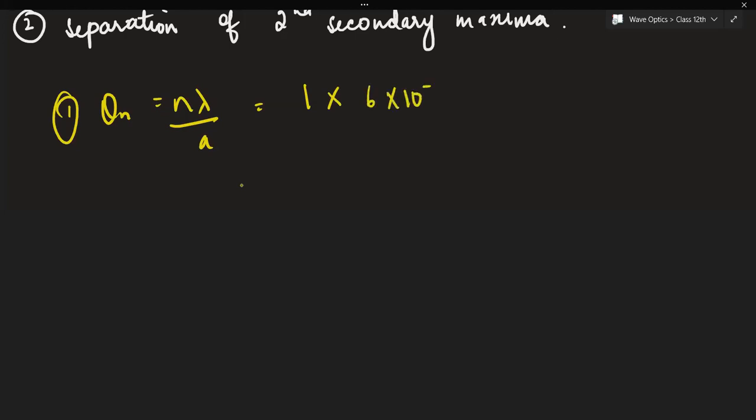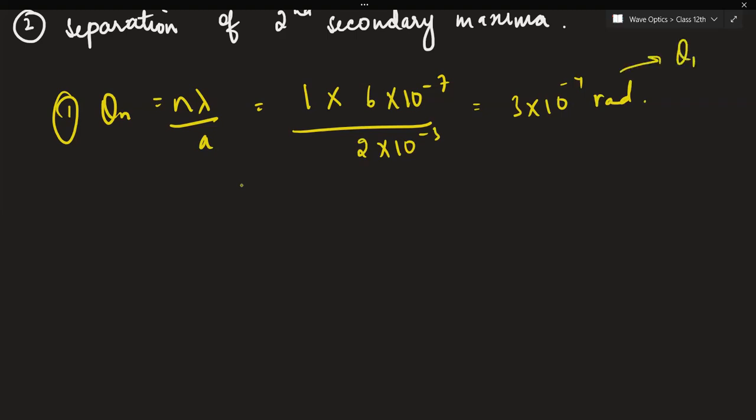So 6 into 10 to the power minus 7, and a will be 2 millimeters, so 2 into 10 to the power minus 3. So you will get 3 into 10 to the power minus 4 radian, angular one. This is the value of theta 1.